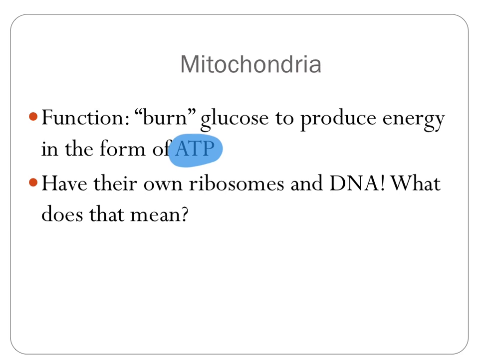As I mentioned, mitochondria have their own ribosomes and their own DNA, just like a bacterial cell, a prokaryote. And so that suggests that they were once free-living organisms. They were once independent bacteria. And they got eventually incorporated into a larger cell, and then started working with that larger cell.